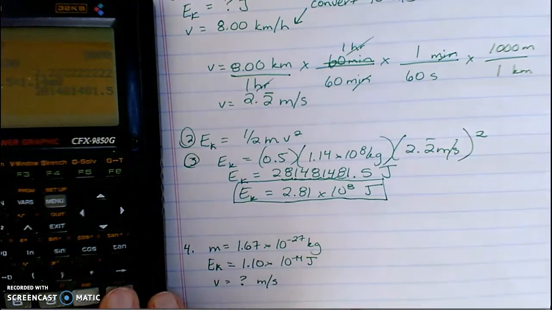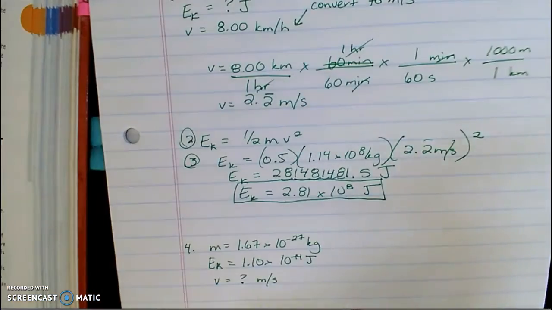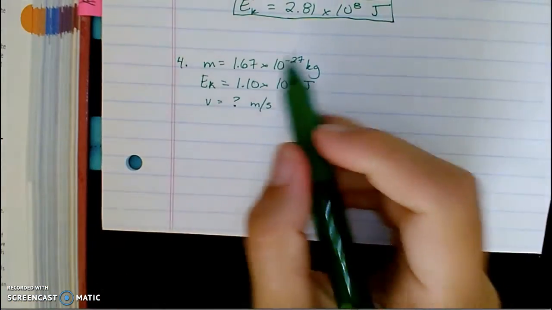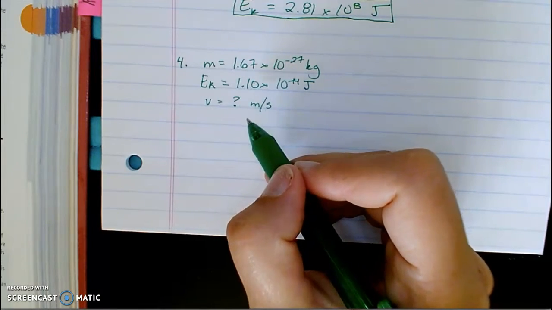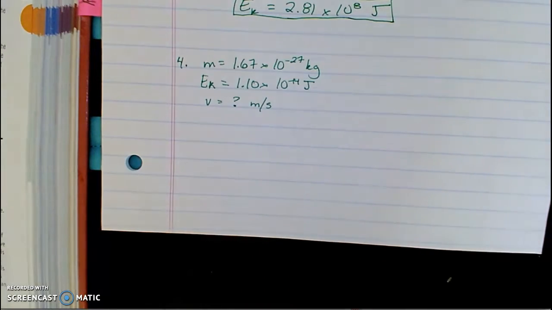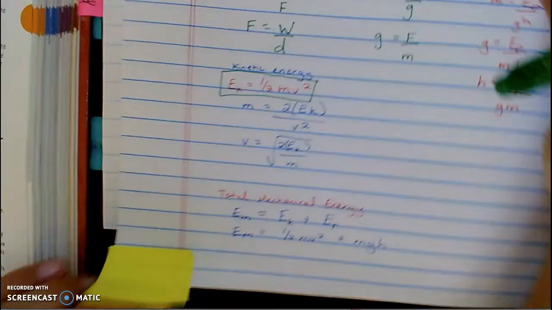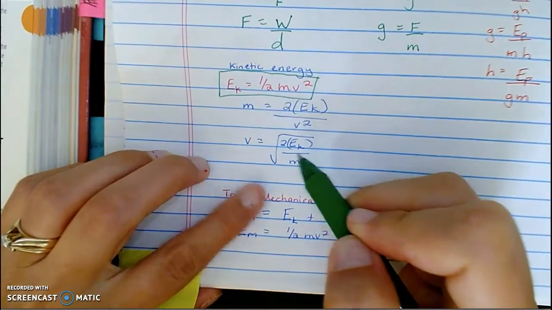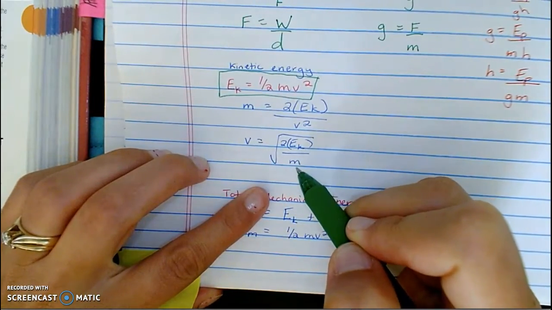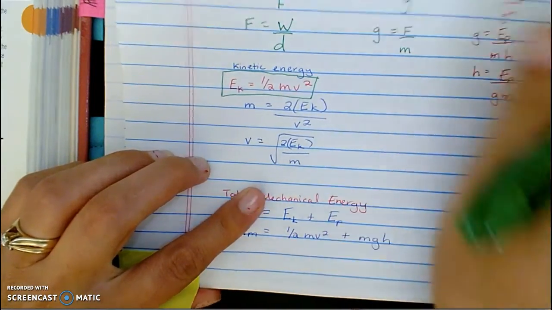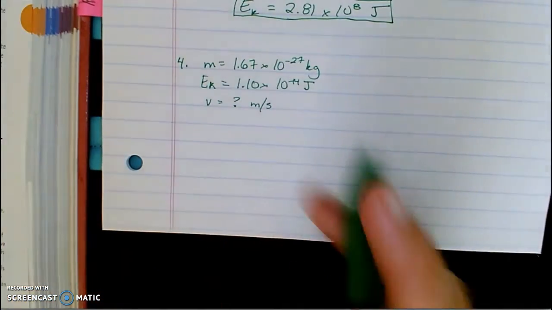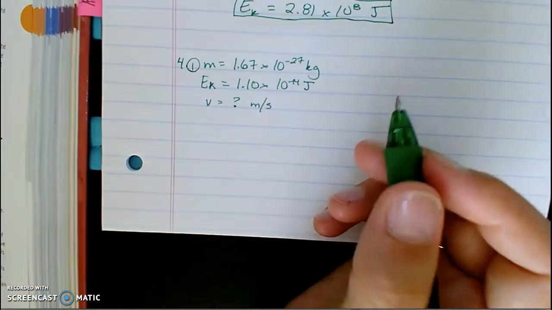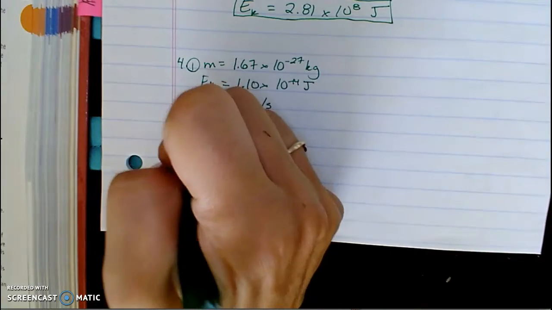Oh, 7 minutes and 34 seconds. Let's see how much we can get done of number 4. Okay, 1.67 times 10 to the negative 27, kinetic energy, speed. Okay, so our speed formula that we're going to use is this one. Okay, 2 times kinetic energy divided by mass, and then the square root of that answer. Usually if anybody isn't successful with this one, it's because they didn't punch it in the calculator properly.